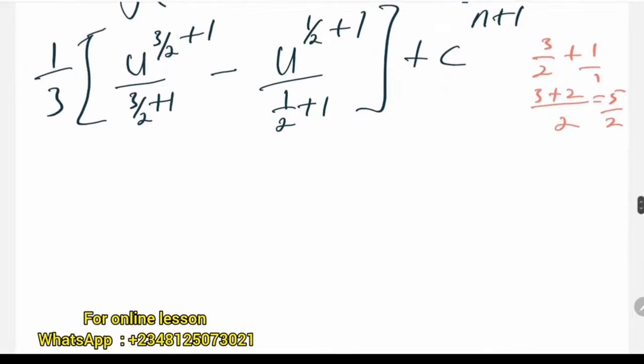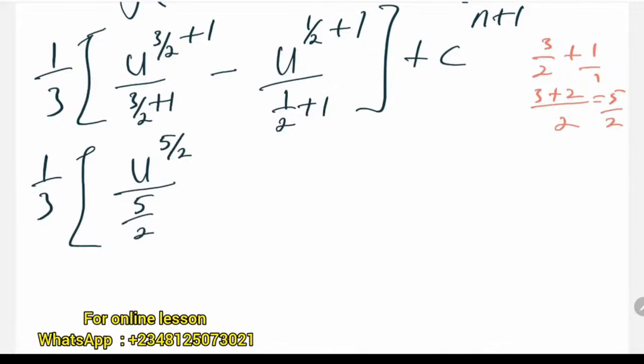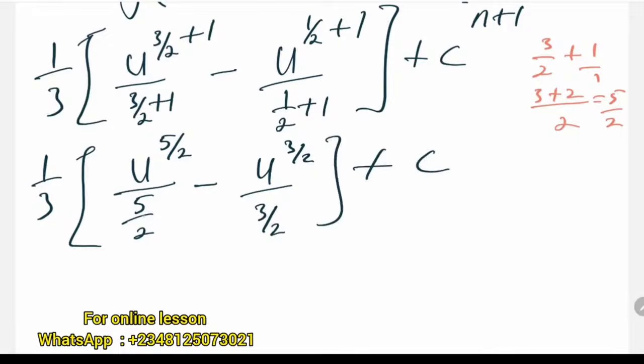Now let's go. We have 1 over 3 here, then u raised to power 5 over 2, now all over 5 over 2. Then minus u raised to power 3 over 2 all over 3 over 2. Then you can add your constants. So what happened there? This one is a fraction here as the denominator. This is also another fraction. What happened? The denominator of the fraction will take the place of the numerator. Then we are going to use it to multiply this u, which we have here.